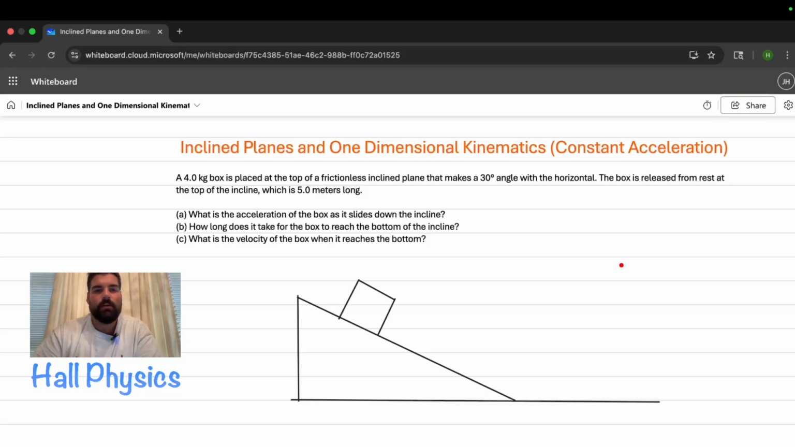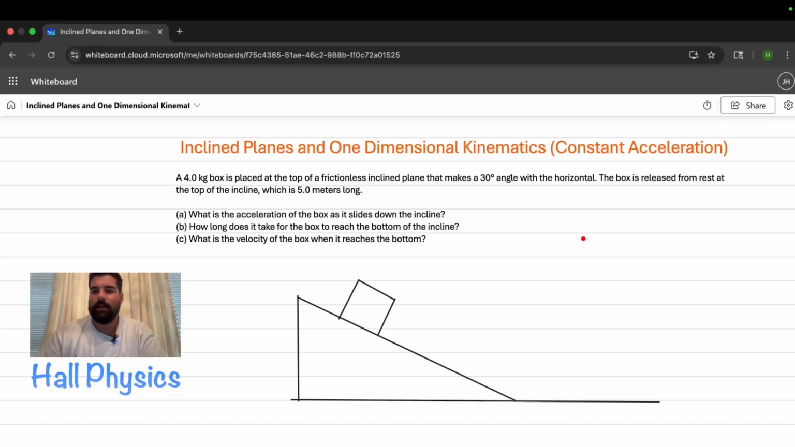Number one says a 4-kilogram box is placed at the top of a frictionless inclined plane that makes a 30-degree angle with the horizontal. The box is released from rest at the top of the incline, which is 5 meters long. So we want to know the acceleration of the box as it slides down the incline, how long it takes for the box to reach the bottom of the incline, and what is the velocity of the box when it reaches the bottom. All right, so now we know what we want to do.